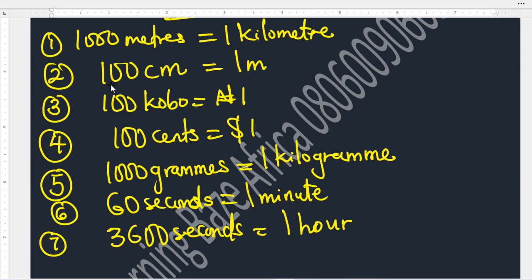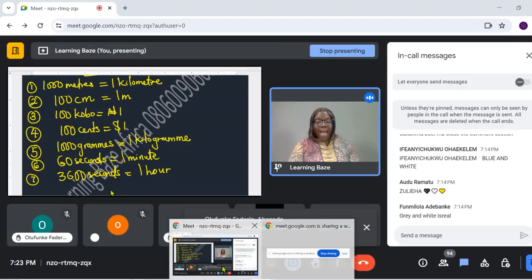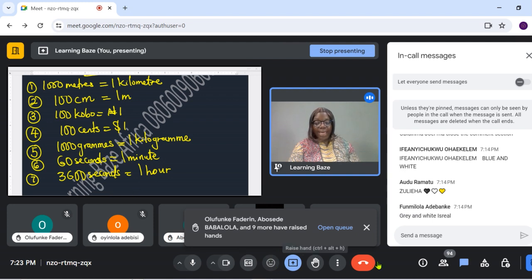So take note of these conversions. 1,000 meters is equal to 1 kilometer. 100 centimeters is equal to 1 meter. 100 kobo is equal to 1 naira. 100 cents is equal to $1. Okay?